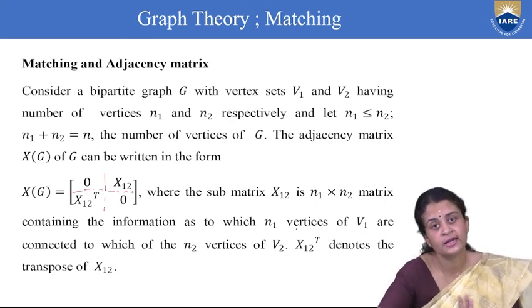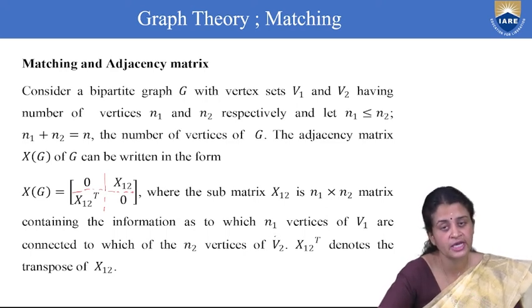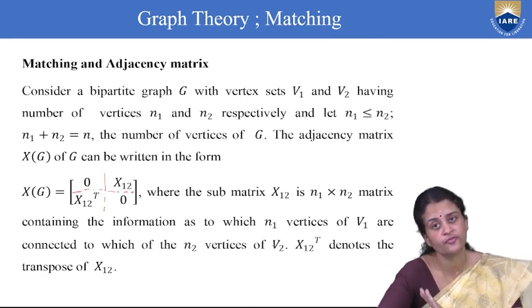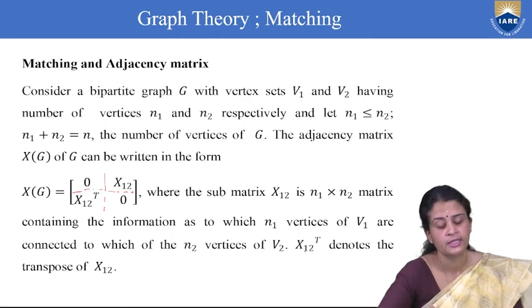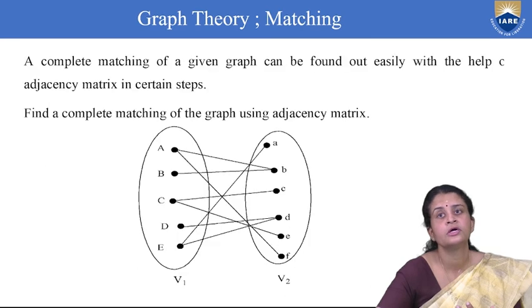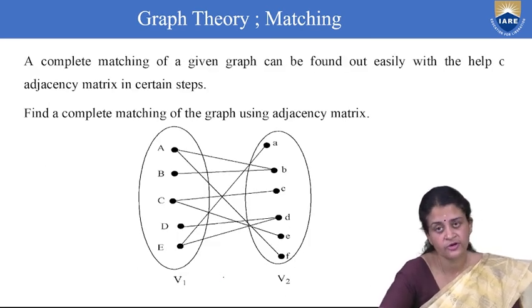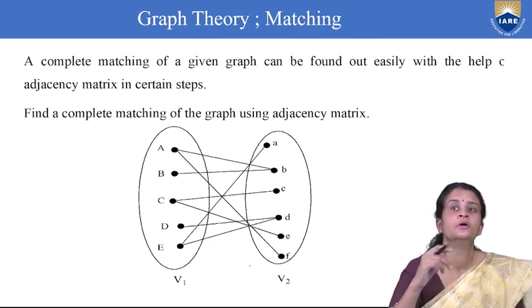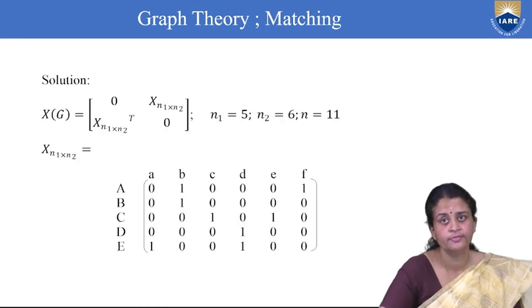Here X12 is an n1 by n2 matrix containing the information as to which of the n1 vertices of V1 are adjacent to which of the n2 vertices of V2. X12 transpose means the transpose of X12. Now we will see this graph. The complete matching of this graph can be found. We have already seen how, by searching through, we find the complete matching. Now consider the same graph. How can we find this complete matching?